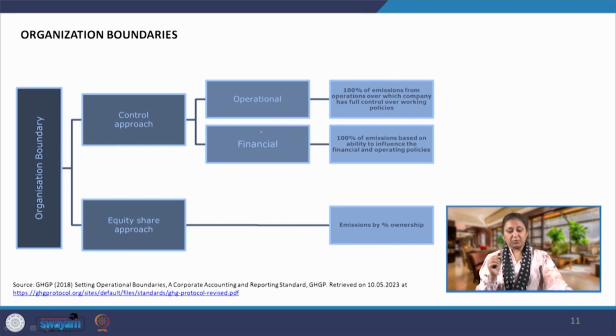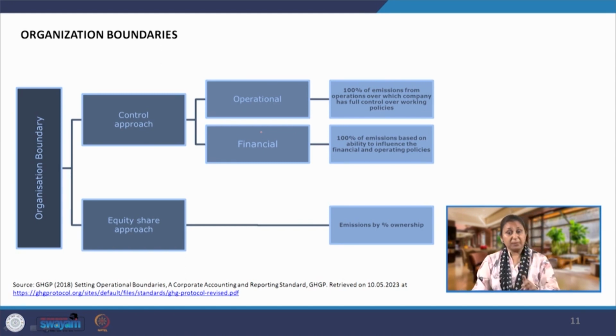So, the operational approach is where the company has 100% control over the operations of a subsidiary company or anything working under it. That is called an operational approach. And the financial approach is where, again, the company has complete control of its financial operations. That is known as the financial control approach.